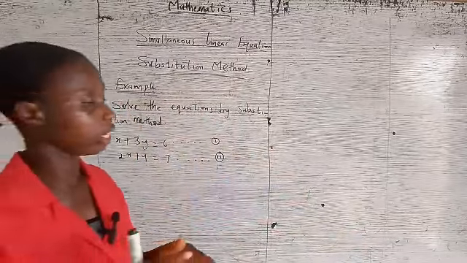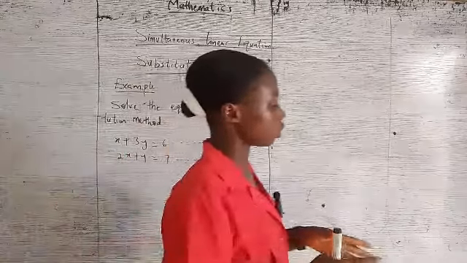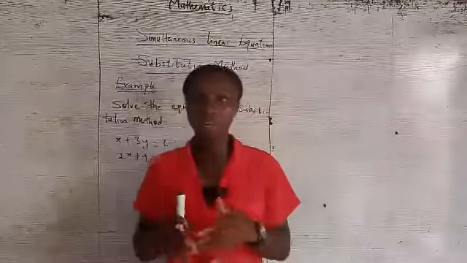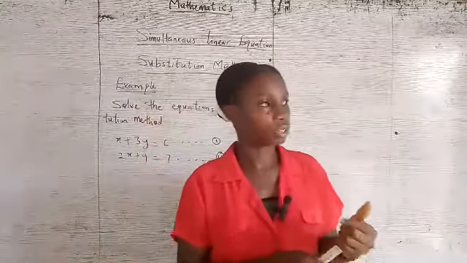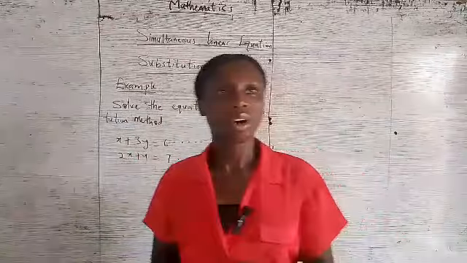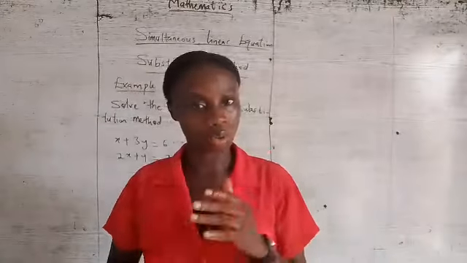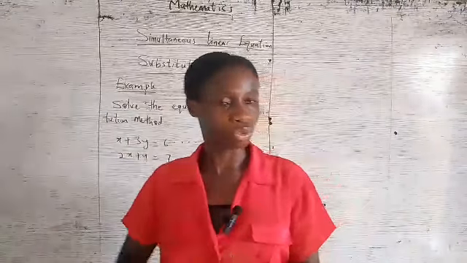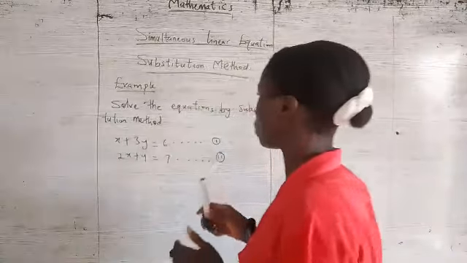So this evening we're looking at simultaneous linear equations, and to solve this topic we have different methods. We have the elimination method, we have the substitution method, and we have the graphical method. This evening we're starting with the substitution method, and after this I'll go to the elimination method. After this we'll go to the graphical method. So we have to substitute.